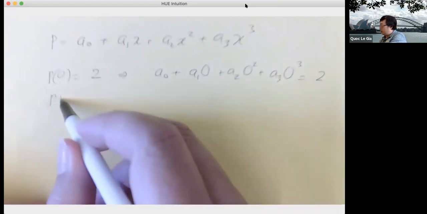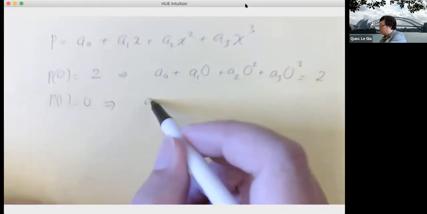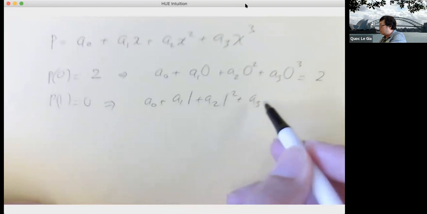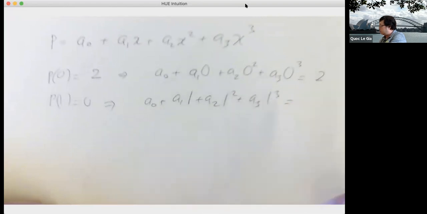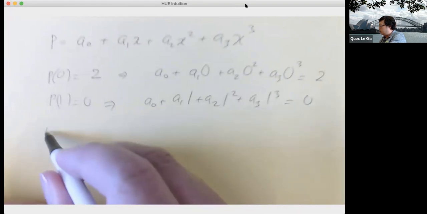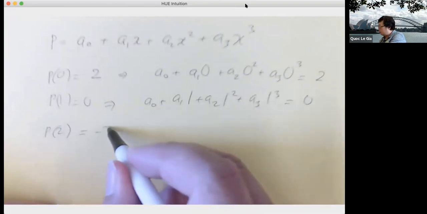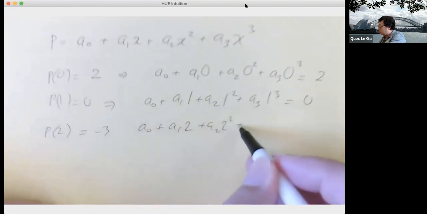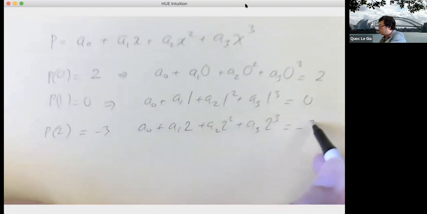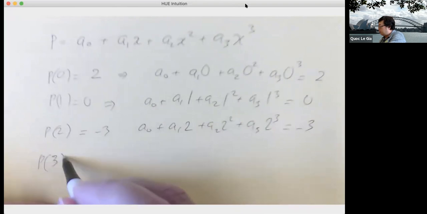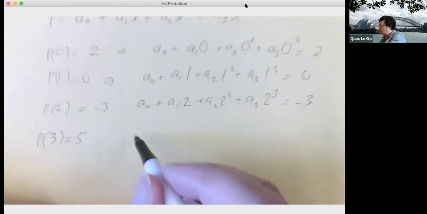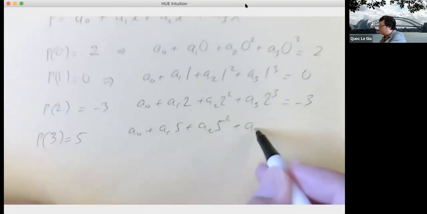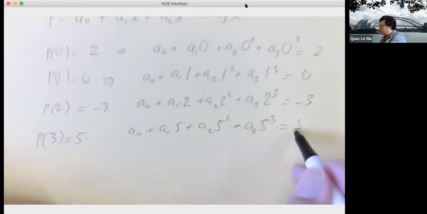And then you have P1 equals 0. So you have A0 plus A1 times 1 plus A2 times 1 squared plus A3 times 1 cubed equal 0, and so on. Yeah. A0 plus A1 times 2 plus A2 times 2 squared plus A3 times 2 cubed equal minus 3, and P3 equal 5. So this is A0 plus A1 times 5 plus A2 times 5 squared plus A3 times 5 cubed equal 5.